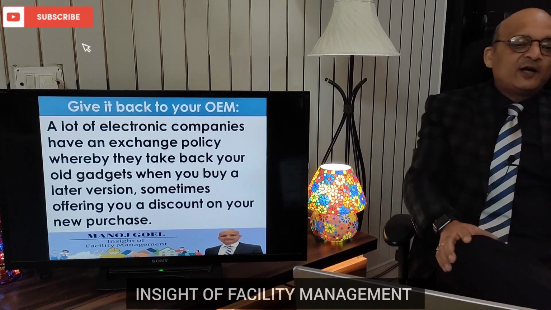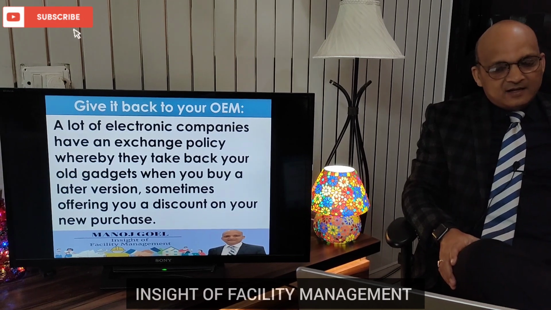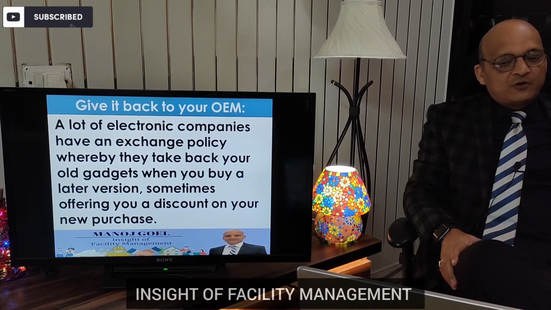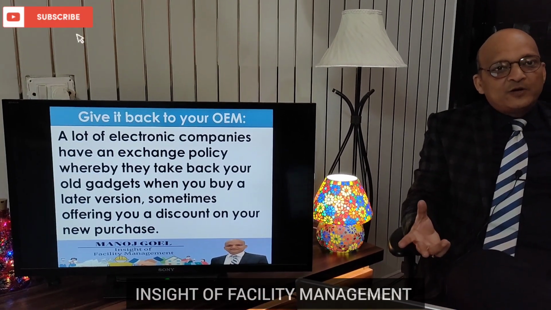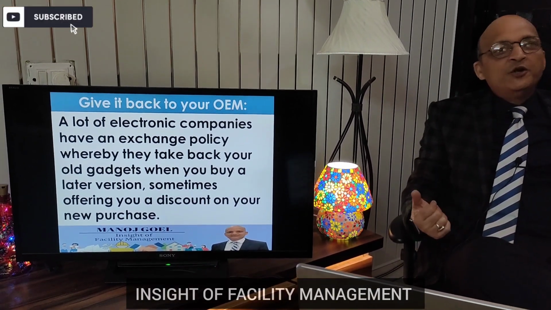So this is basically, a lot of electronic companies have an exchange policy whereby they take back your old gadgets when you buy a later version, sometimes offering you a discount on a new purchase. This is as simple as making a deal with your OEM partner and giving him back that old equipment and taking a new one.